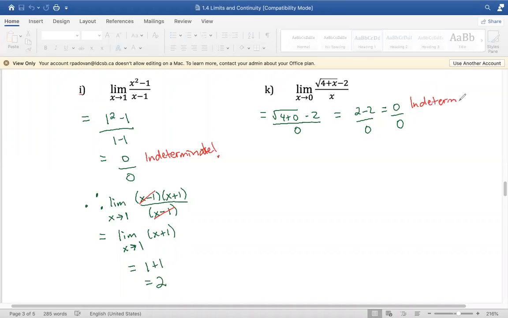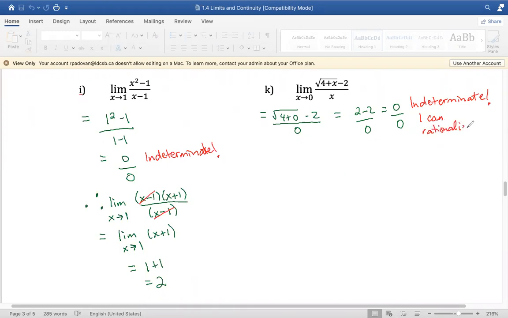Indeterminate, which means I haven't really figured out anything yet. It could be continuous, but I have to continue on and either factor, rationalize, or simplify. So it doesn't look like this is factorable at all, right? So there's no factoring, but I can rationalize, which is something new we're going to learn.